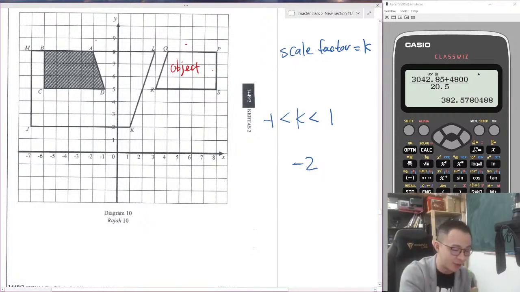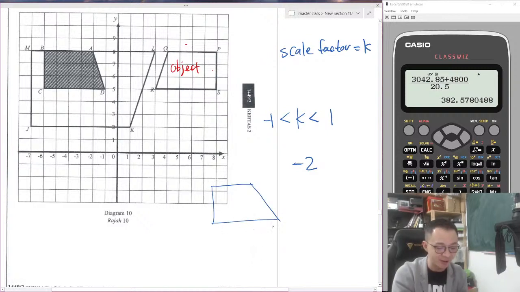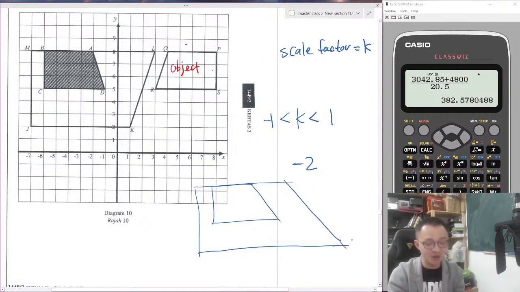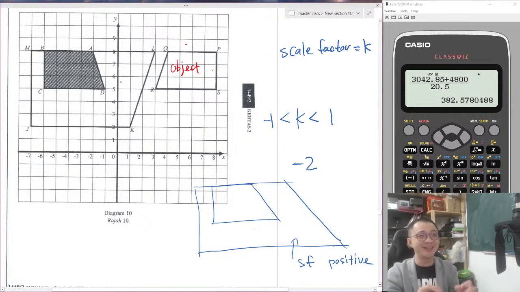In this one, I believe this is a good example for negative skew factor, because if this is the image, and this is the object, then if I do the enlargement, it must follow the same pattern. You can see this exactly is what we call the same pattern. In this case, skew factor must be positive. So over here, they are not the same pattern, so I guess skew factor will be negative in this case.